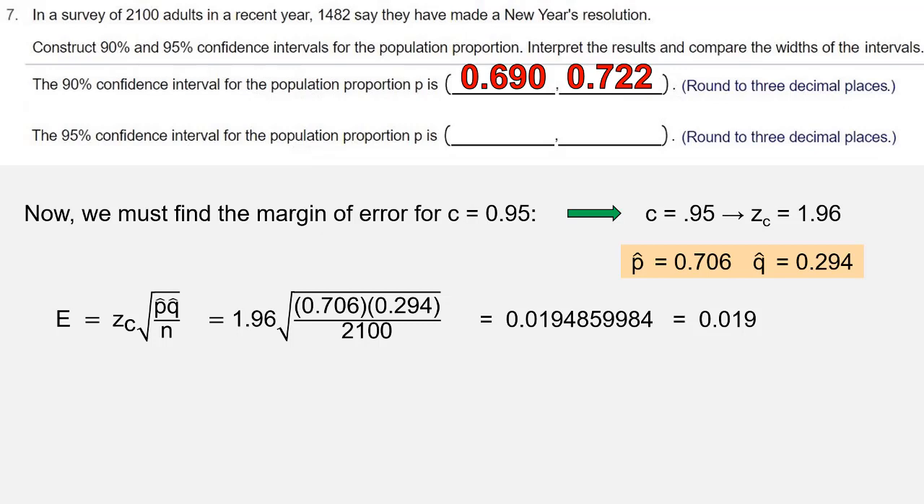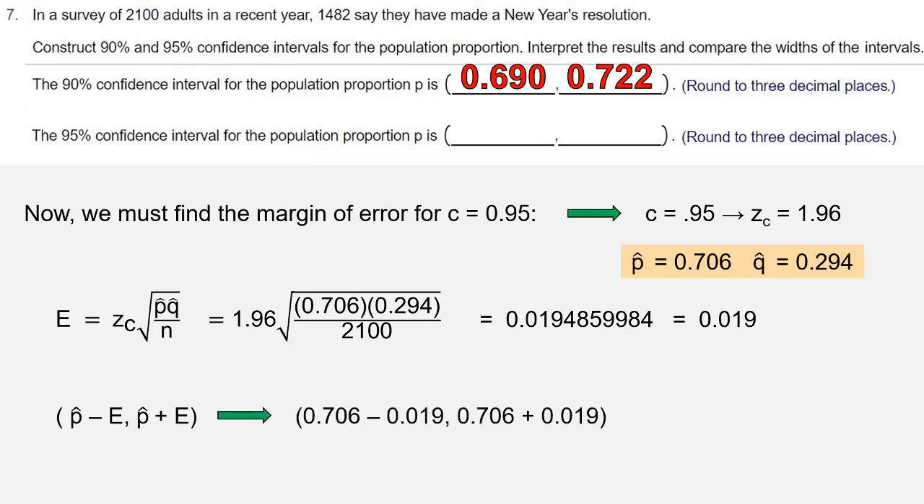So when we find our confidence interval, we take the point estimate p hat and we subtract the error, and then we do p hat plus the error. The p hat was 0.706, so this is 0.706 minus 0.019 to 0.706 plus 0.019, which ends up being 0.687 to 0.725. So that is your 95% confidence interval for the population proportion p.